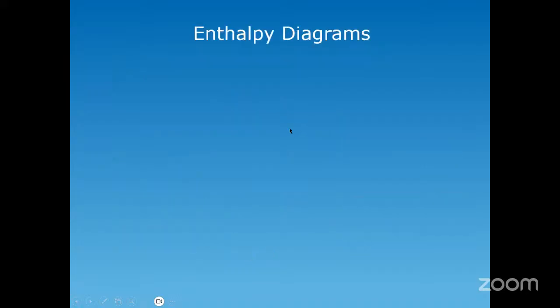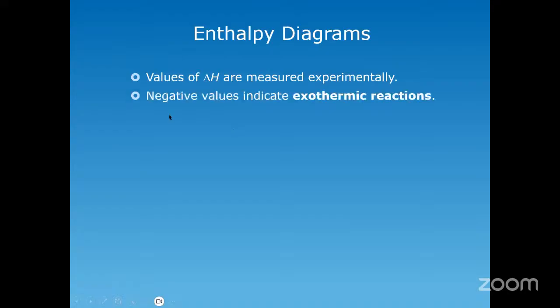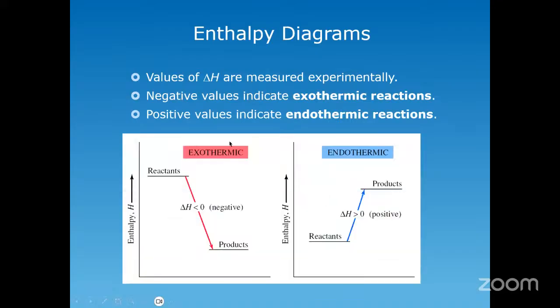Okay, we can represent energy changes in a reaction using what are known as enthalpy diagrams. Now, these delta H values can be determined experimentally, all right? In most cases. And a couple of things you need to keep in mind. Negative values indicate that the reaction is exothermic. We talked about that before, right? If delta H is negative, then the reaction is exothermic. And if delta H is positive, then the reaction is endothermic, all right?